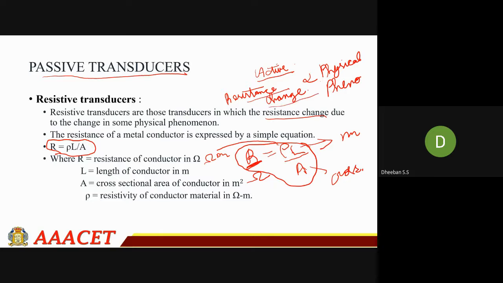Here itself there are two physical quantities that you have to check. The first physical quantity is length, followed by area, which is the second physical quantity. Based upon these two physical quantities, the resistance value gets changed.